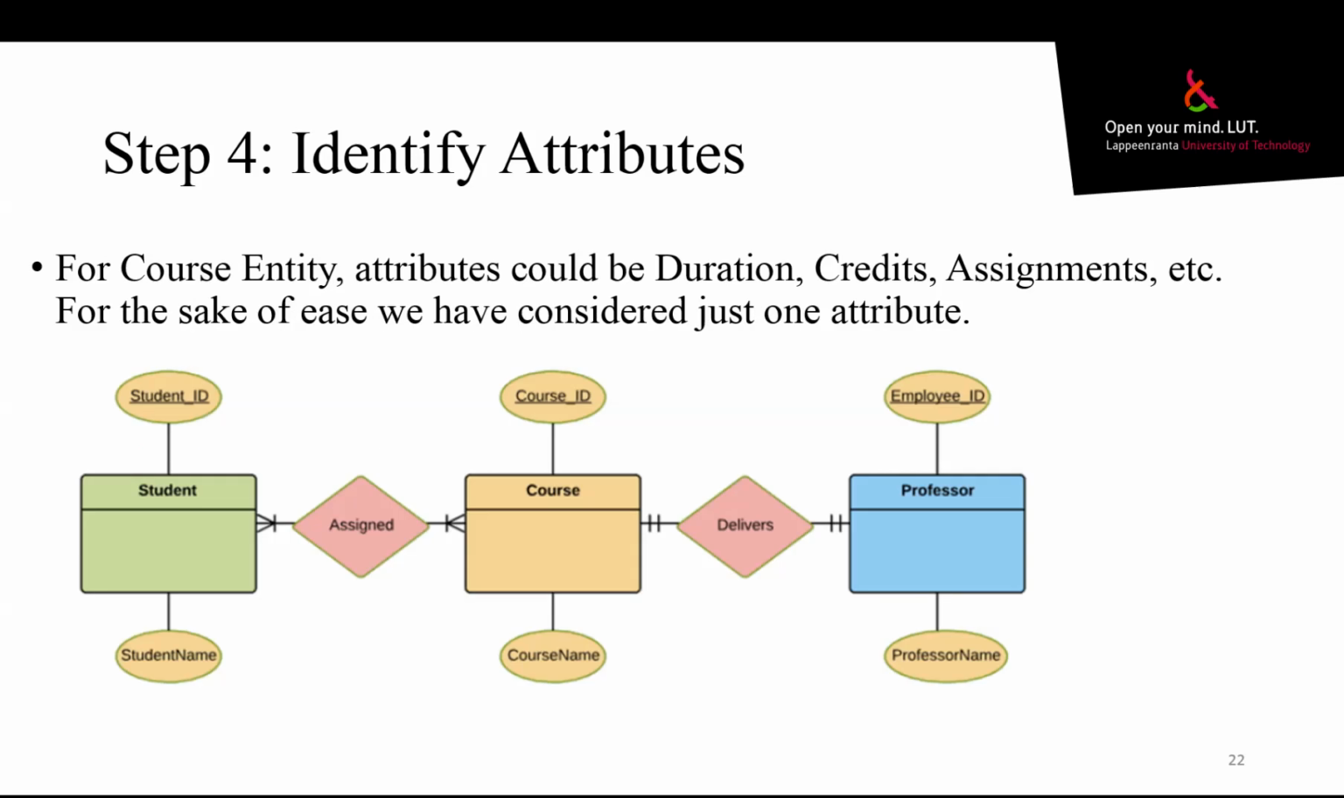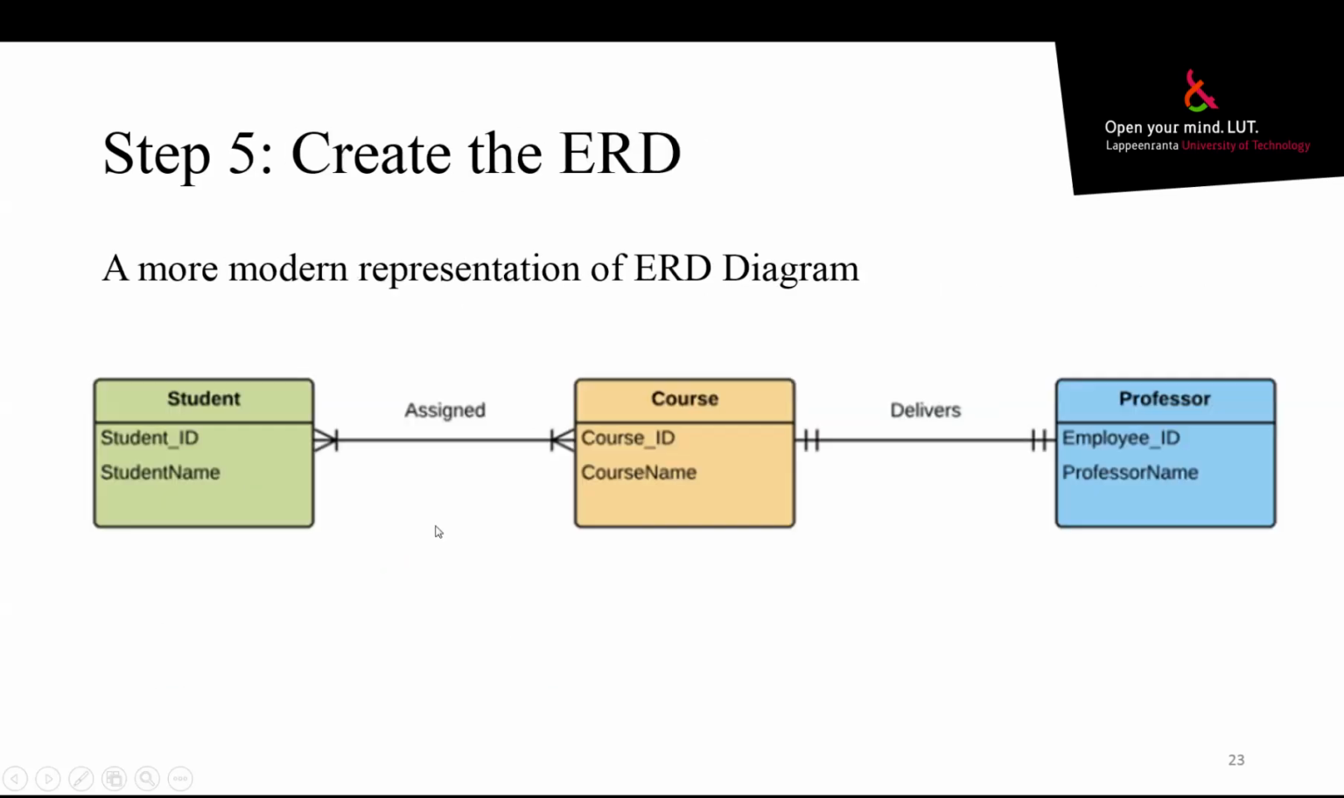So for step four, let's put that into the entity relationship diagram. We see that the student entity has the student ID as the key and also has a student name. The course entity has the course ID and the course name. And the professor has the employee ID and the professor name. So these are the attributes for each of these entities, and we've been able to identify them. Of course, each entity can have many more attributes, but to keep things simple, we will just stick with these two attributes. You can have more if you want when designing the database.